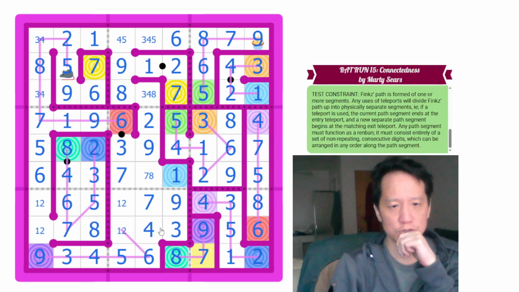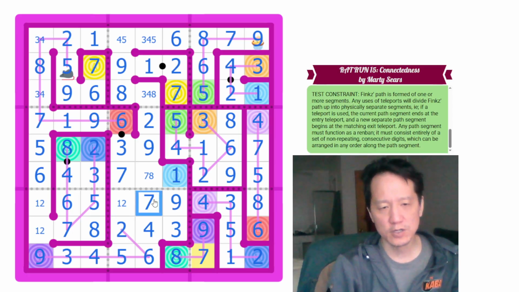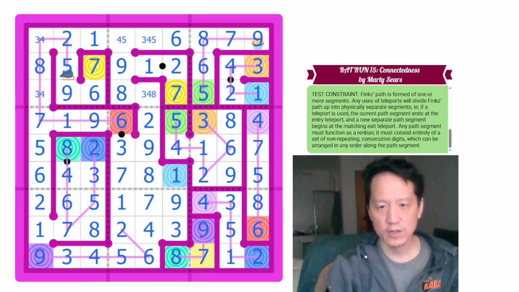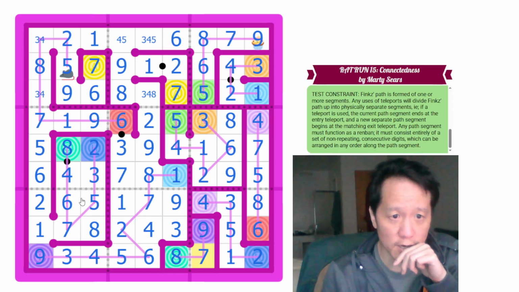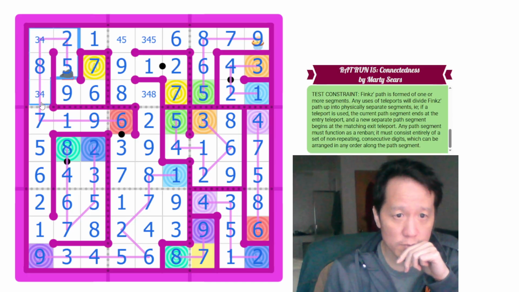This has to be a 2. She can't go to the 4. She can't go to the 3. So this must be 2. This is 7, which makes that an 8. This can't be 2, so this is 1, which makes that a 2, which makes that 1. So she has to go this way to the 8 to the 1. And that should be the entire route.